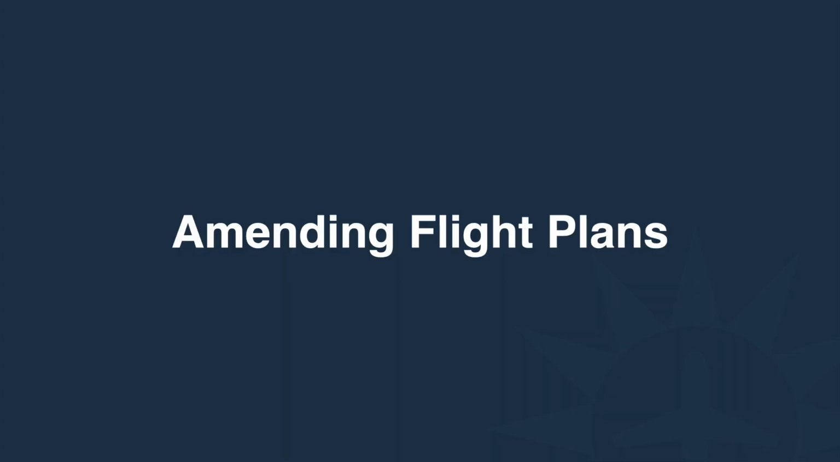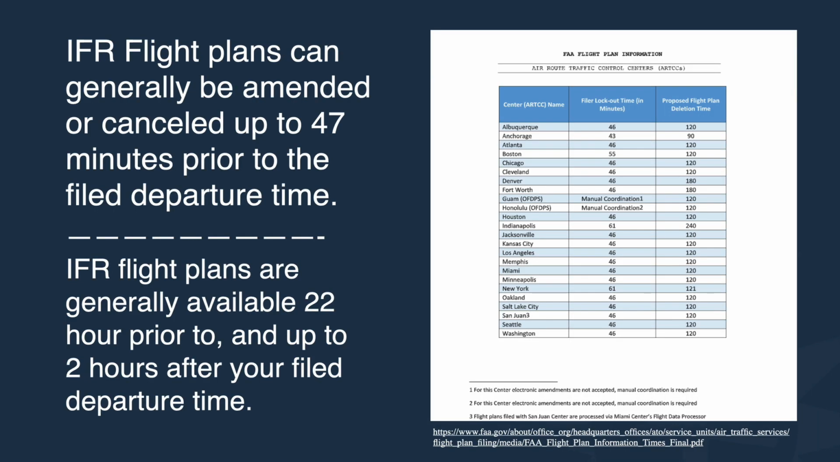So we're good. What if we want to change? Well, then we need to talk about amending. We've got to talk about how to amend a flight plan. So I talked earlier about the lockout period, and this is important, but most people don't realize that each center has a different lockout period. Generally, it's 47 minutes. So if you're outside of 47 minutes, you can make changes and cancel flight plans as much as you want. But there are some places that are a little more difficult.